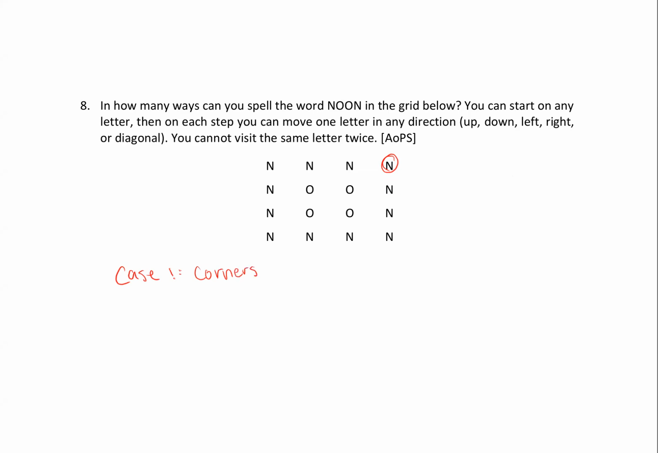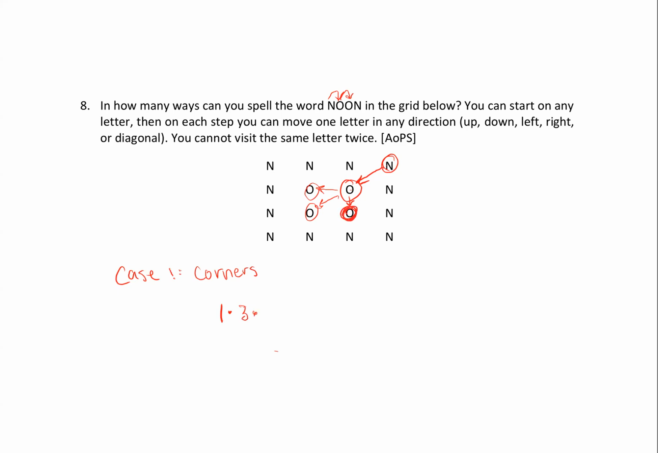If we start on a corner here, since it's noon, we want to go from an N to an O, right? But there's only one way to do it, which is to go diagonally to this O. So it's 1 times. And then from this O, we need to go to another O, right? And here we have 3 directions. We can either go here, here, or here. So there's 3 O's that we can land on.